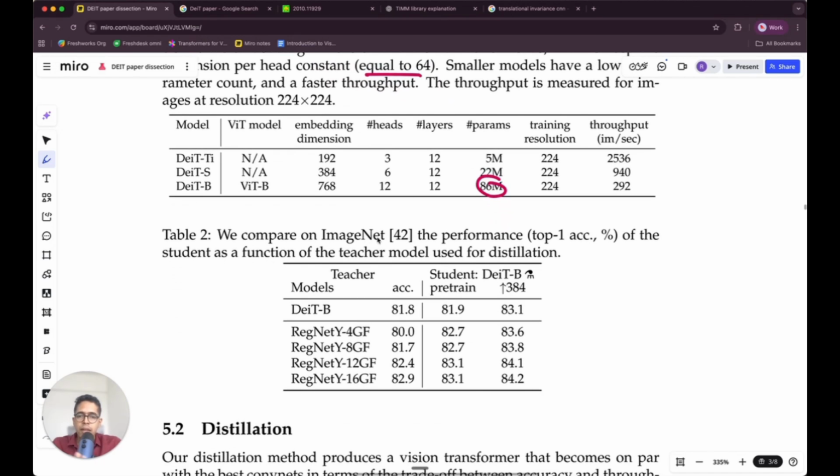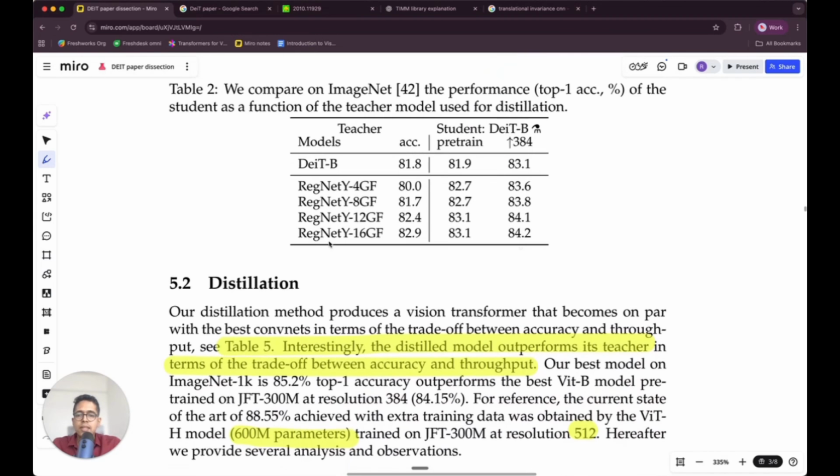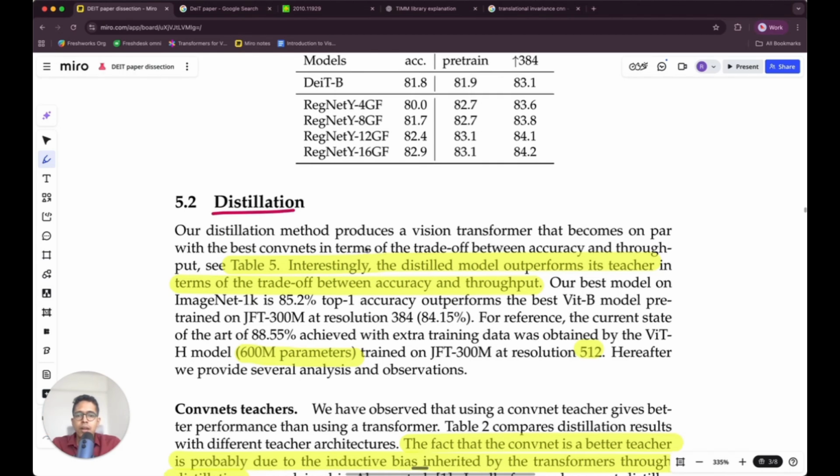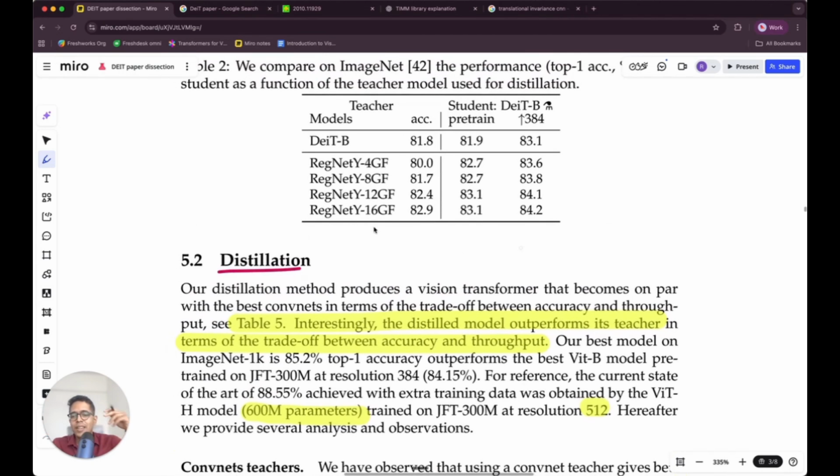Table 2 we compare. We are yet to come to table 2 in the text, so let's first read the text. Distillation. Our distillation method produces a vision transformer that becomes on par with the best convnets in terms of the trade-off between accuracy and throughput. See table 5. Table 5 we don't see yet, it's later in the paper, but in figure 1 we had seen accuracy on the y-axis and throughput on the x-axis. Interestingly, the distilled model outperforms its teacher. Amazing, right? So the distilled vision transformer outperforms the teacher ResNet or whichever model they are using in terms of the trade-off between accuracy and throughput.